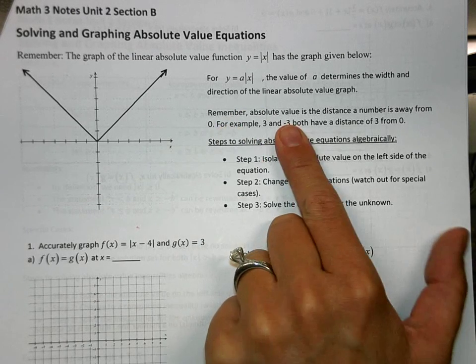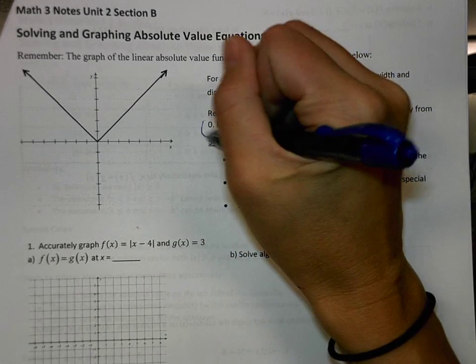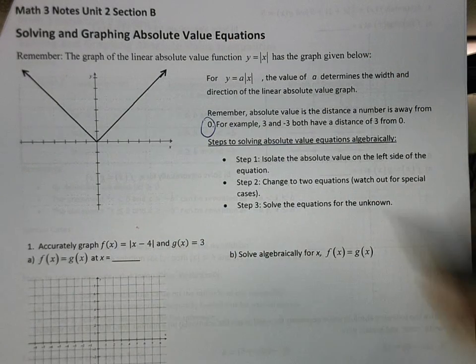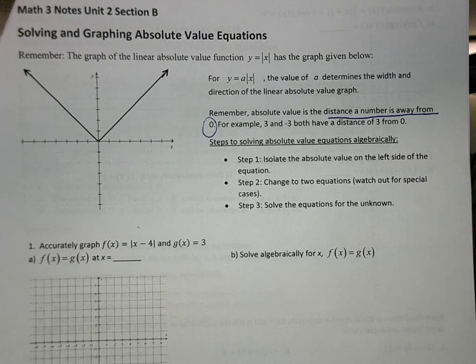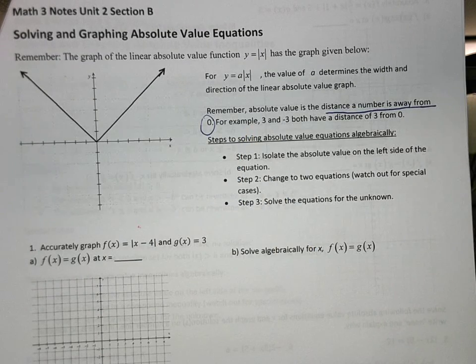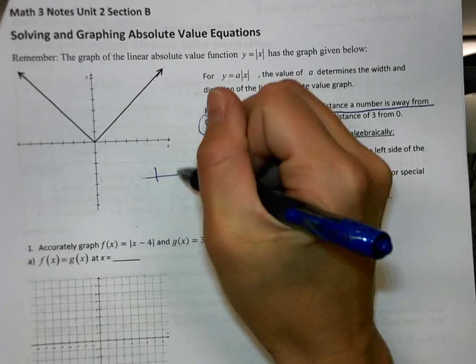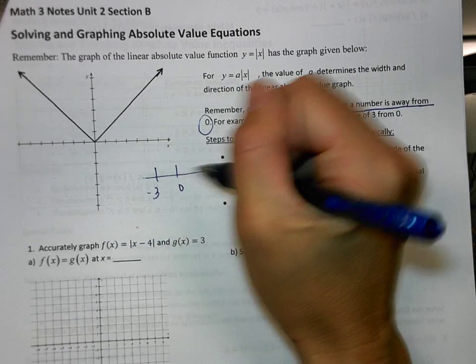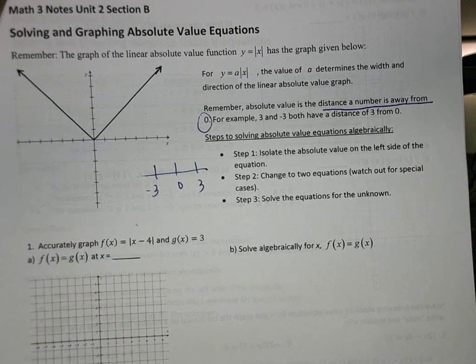Remember that absolute value is the distance a number is away from 0, right? And so if you have like the number 3 on a number line, here's 0, and here is -3 and +3, both of them are 3 units from 0. Does that make sense? And so that's what absolute value is talking about, the distance a number is from 0.